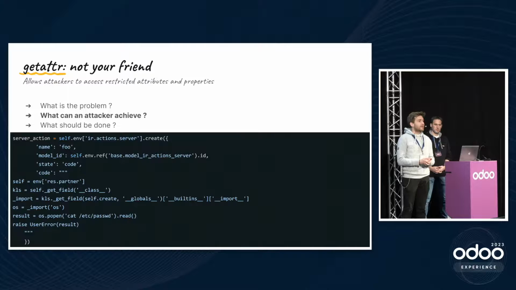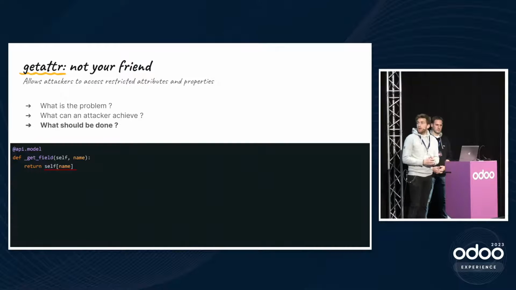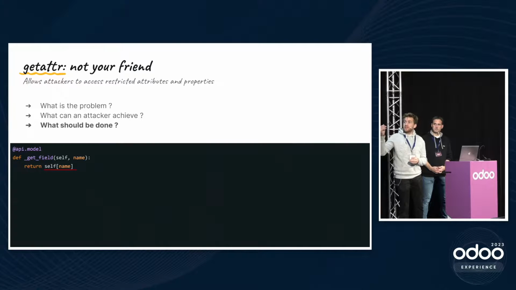And so you should avoid them as much as possible when you are writing code in Odoo. In this case, self was a model of Odoo, and those fields you can access directly using brackets around the domain. So you didn't need the getattr in the first place.